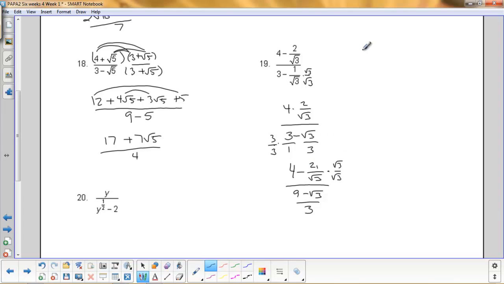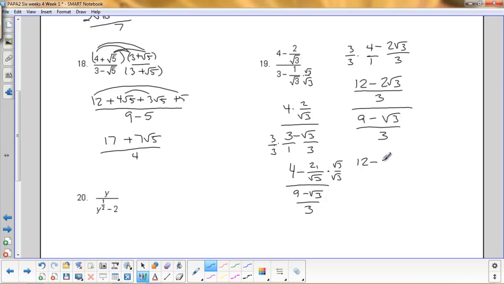And now I've got 4 minus 2 root 3 over 3. I will get a common denominator and multiply that by 3 over 3, giving me 12. So now, on the numerators, 12 minus 2 root 3 over 3 divided by 9 minus root 3 over 3. Now what we're going to do is use keep, change, flip by writing this as a traditional division sentence rather than a fraction over a fraction. So we're going to have this divided by the denominator, 9 minus root 3 over 3.